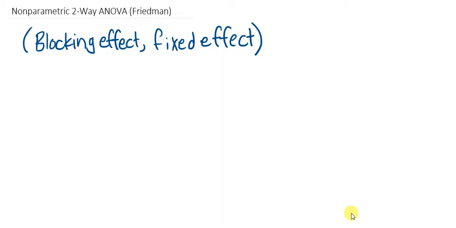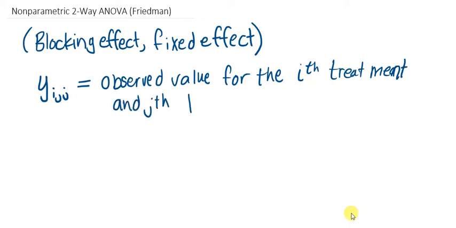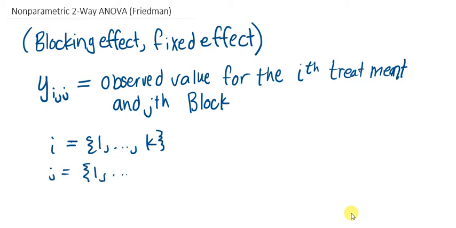For this test, we're going to use the notation Yij, where this is the observed value for the ith treatment and jth block, where i can be a number between 1 up to k, and j can be a number from 1 to n.